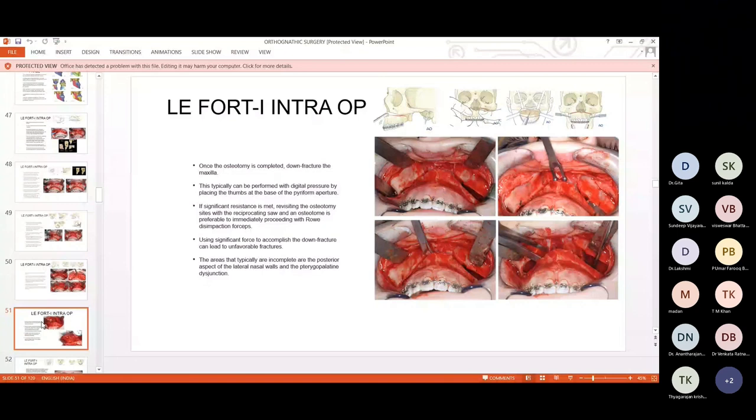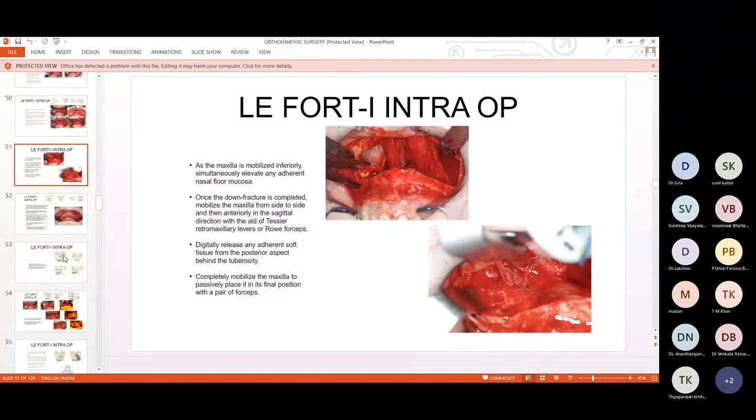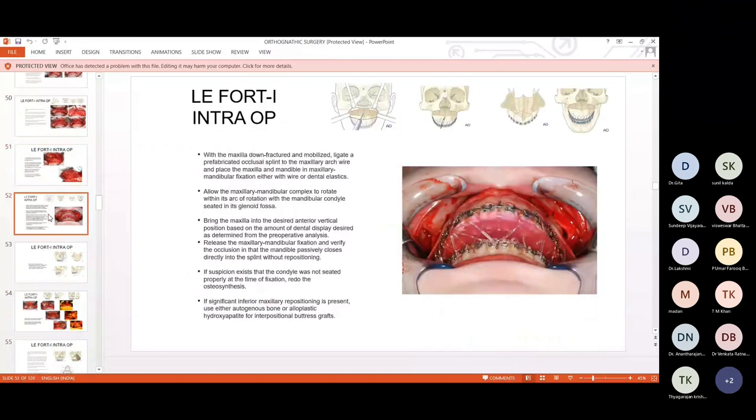Here you can also see the palatine artery coming there. If it is not done carefully, this is the place where you can tear it and cause a lot of bleeding there. So complete the mobilization of the maxilla to passively place it in final position with a pair of forceps. You can see that I have put an intermediate wafer there and then I have achieved the occlusion pattern.